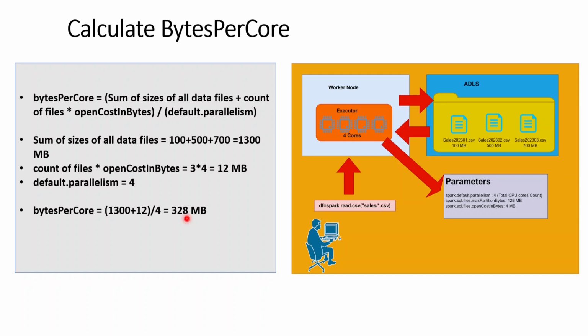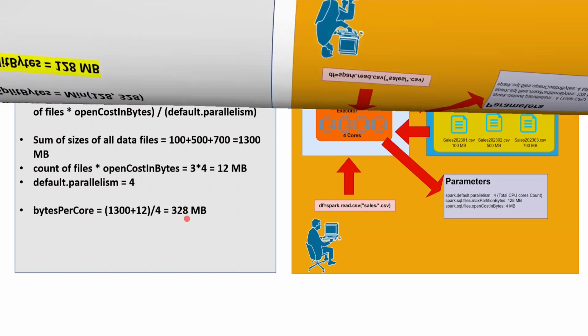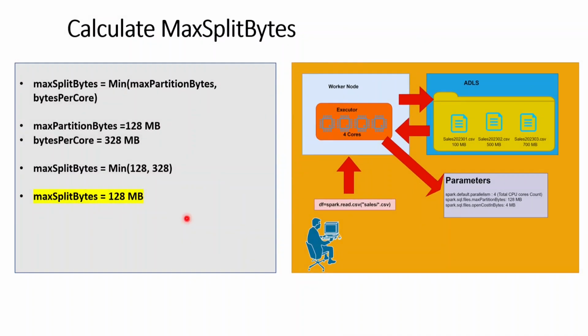Now the second step, we have to calculate max split bytes. In this case, max partition bytes is 128. The formula for max split bytes is the minimum of the maximum partition bytes and the bytes per core. So the maximum partition bytes is 128, and the bytes per core, which we calculated just now, is 328. The minimum of these two values is 128.